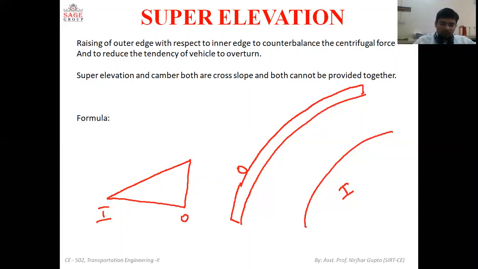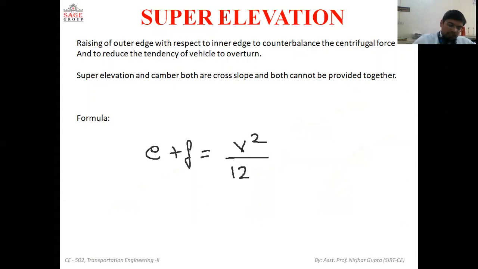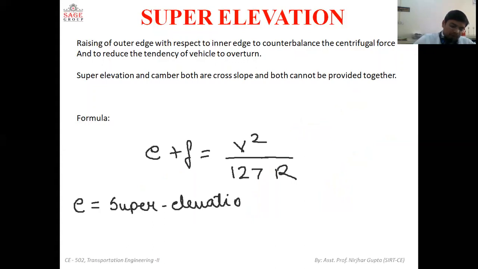Now let us see the formula for how we provide the super elevation. We have a very simple formula: E plus F equals V square upon 127 R, in which E stands for super elevation, that is, we denote the super elevation by the small letter e.